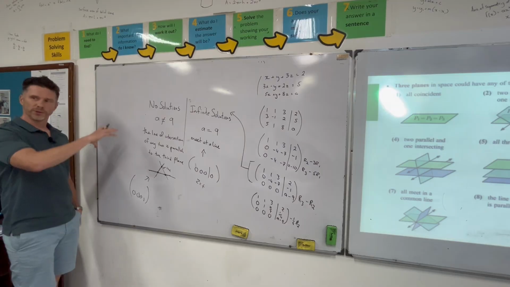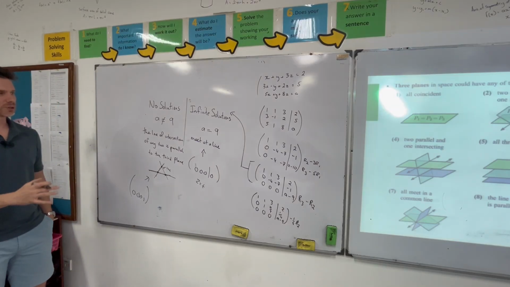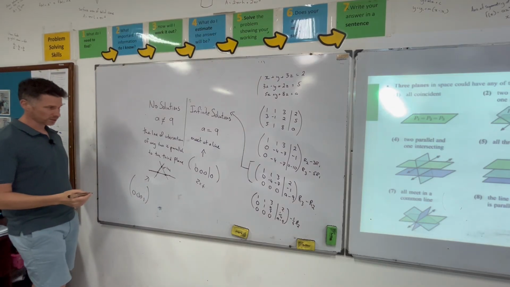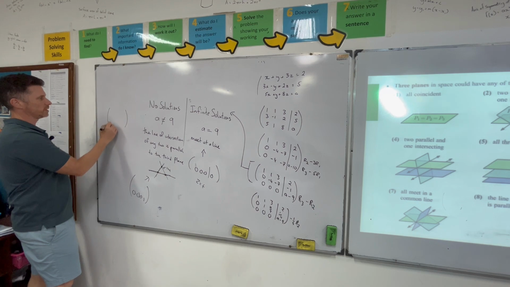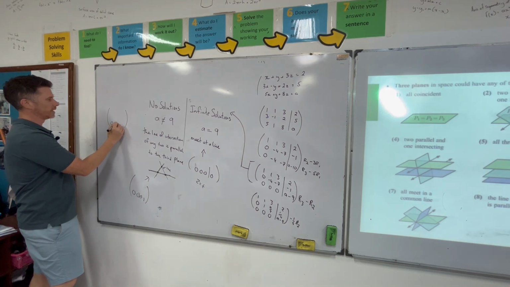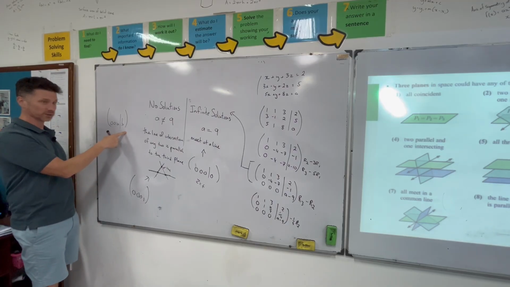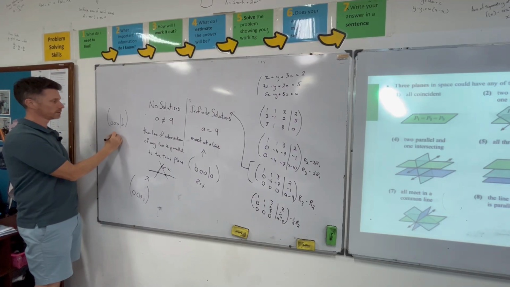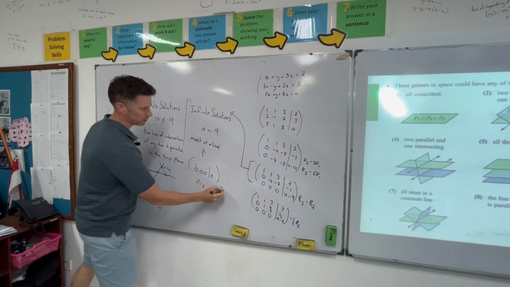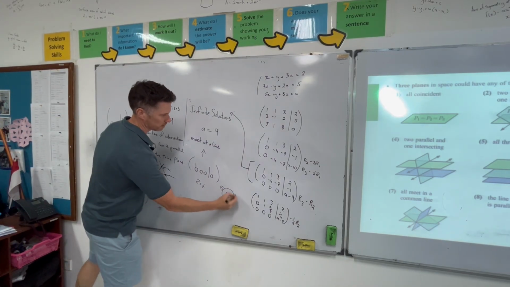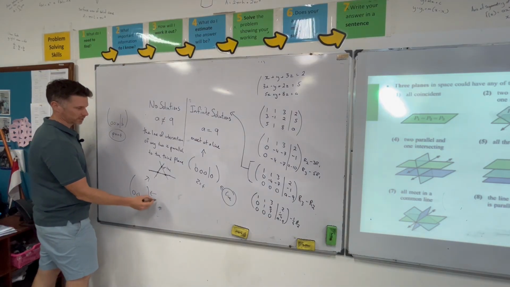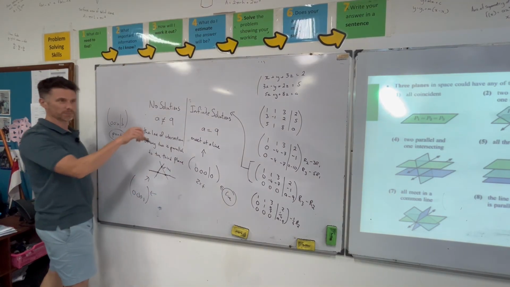And if we've ruled out all parallels and you've solved it and you get an actual answer, like A equals B, that means they meet at a point. This one meets at a line. And this one makes an A shape, as long as they're not parallel to each other.